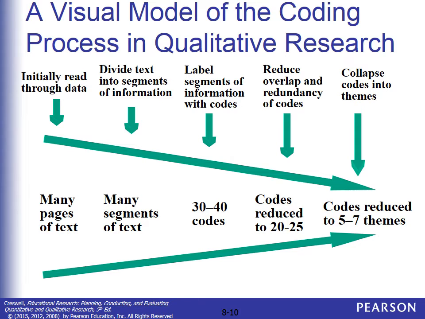The next step is you divide the text into segments of information. So you might highlight sentences or paragraphs that summarize a main point or an issue that you want to code. And then you label these segments of information with codes. So when you're done with one document, you might have, say, 30 to 40 codes that capture the essence of what is in the transcription.